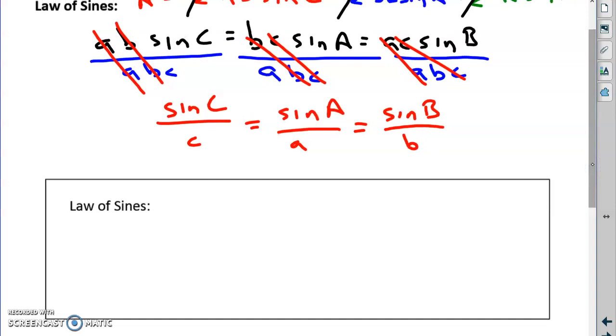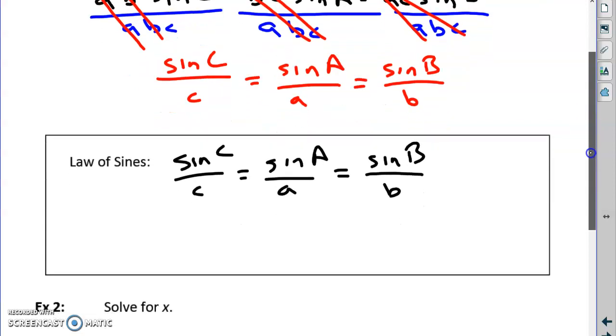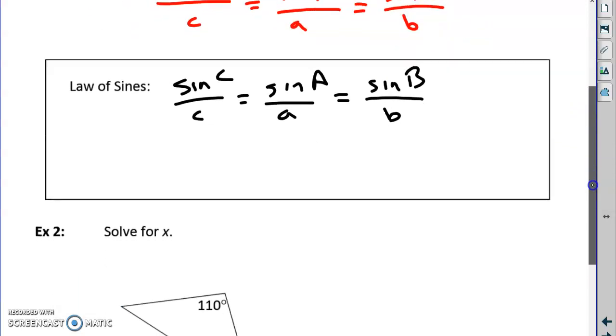This formula applies to each and every triangle, right triangle or not. Very powerful tool we will use again and again on non-right triangles. So now that we have this, let's use it.